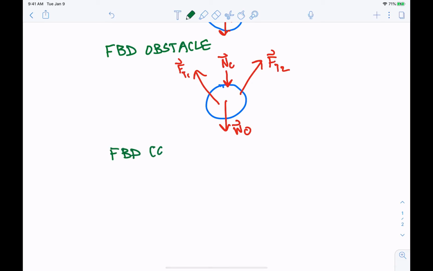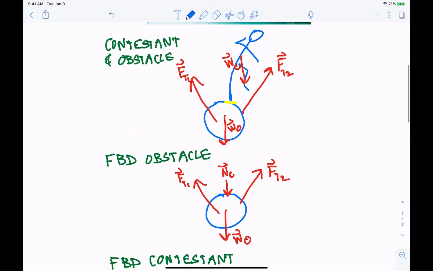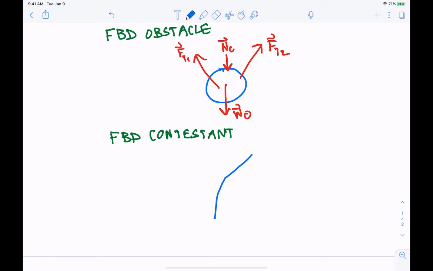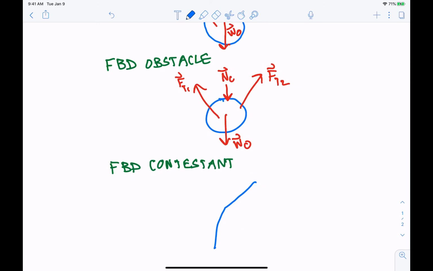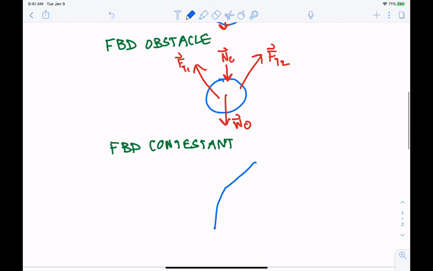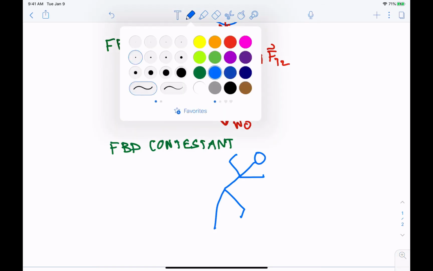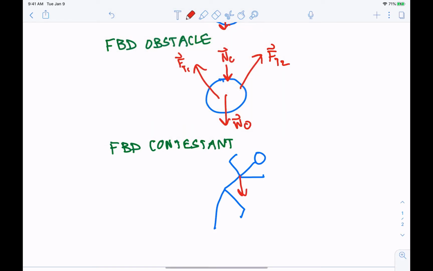Because now I can draw a free body diagram of the contestant. And so I am going to have a representation here of the contestant, looking like a crazy stick figure. Leg up. That was close, Dr. Doyle, but not quite. How about like this? There, that's a little bit better. And I am going to have the weight of the contestant, and I'm going to have that normal force from the obstacle onto the contestant.